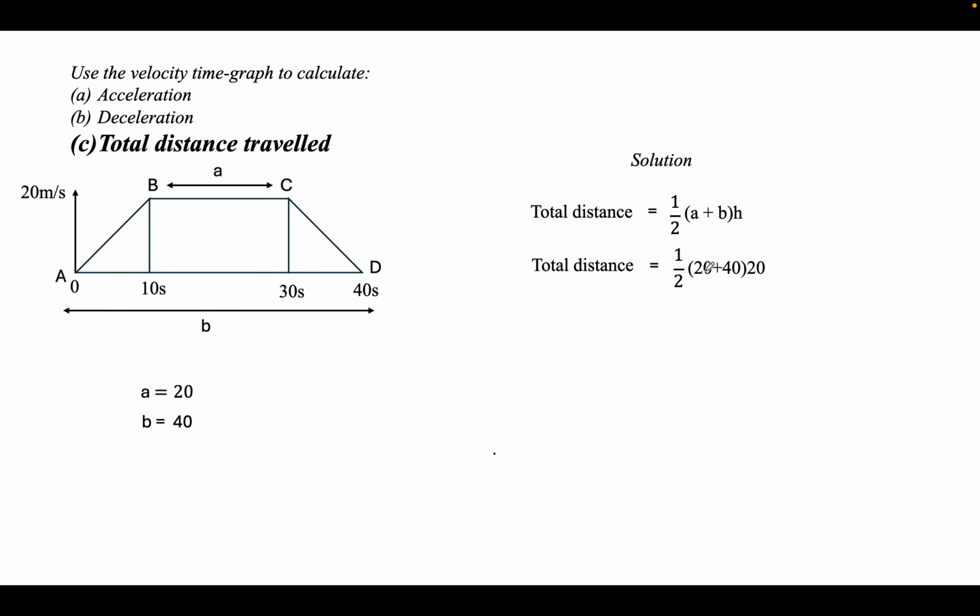So substituting these values into our equation, we have total distance is equals to a half open bracket 20 plus 40 close bracket 20, and this is the same as total distance is equals to 0.5, that is 1 divided by 2 is equals to 0.5, and 20 plus 40 is equals to 60, then times 20. So our total distance is equals to 600 meters.